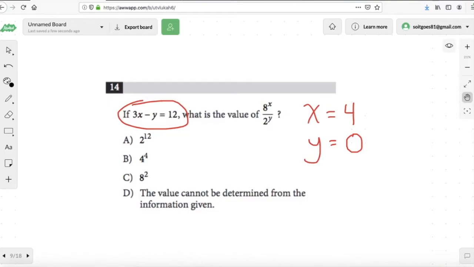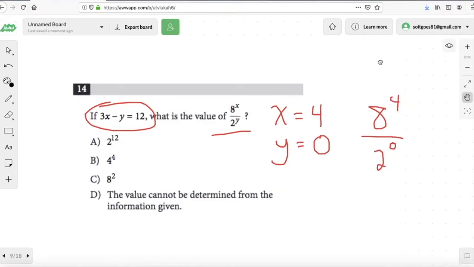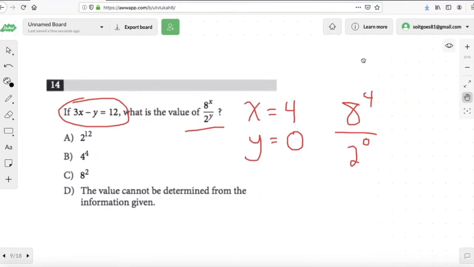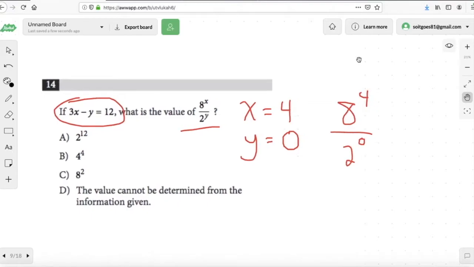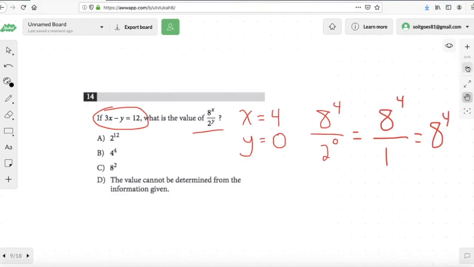We're going to plug them into the expression here in the question. Let's see what we get. So if we do that, we get 8 to the power of 4 over 2 to the power of 0. Now, what does 2 to the power of 0 equal, Ariane? 1. It equals 1. I'm so glad you know that. A lot of students don't. And as we're getting to the rules of exponents here a little bit, I'm going to show you why it equals 1 here in just a minute. That equals just 8 to the power of 4 over 1, which is just 8 to the power of 4. Does that make sense?